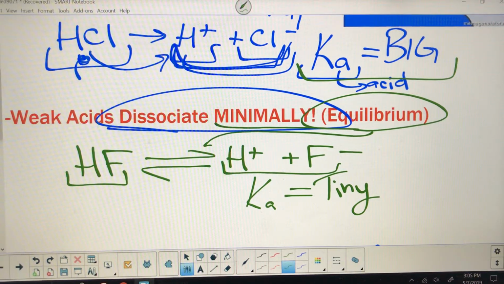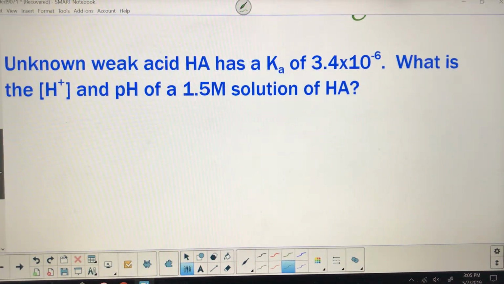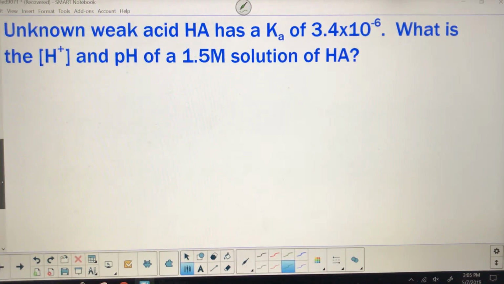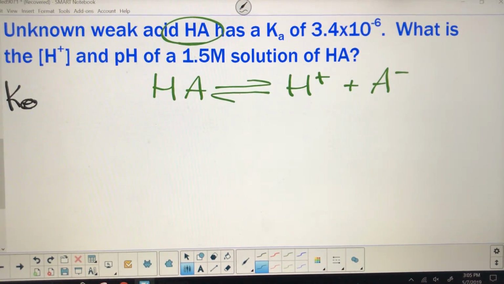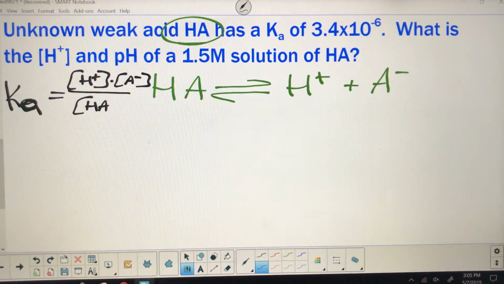So the math of weak acids, we're going to do one example up here. And again, you can pause it to actually read what's going on here. We have an unknown weak acid. HA is my made-up formula. So what I'm going to do is break up HA into H plus and A minus. On my left side, I'm going to write my quick Ka expression, which would be H plus times A minus over HA.